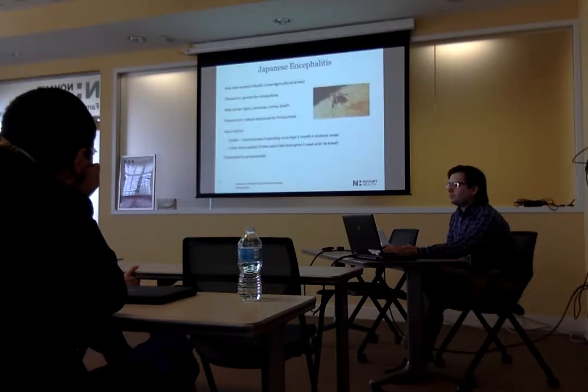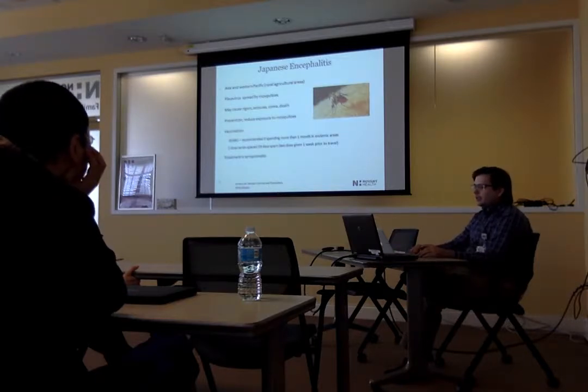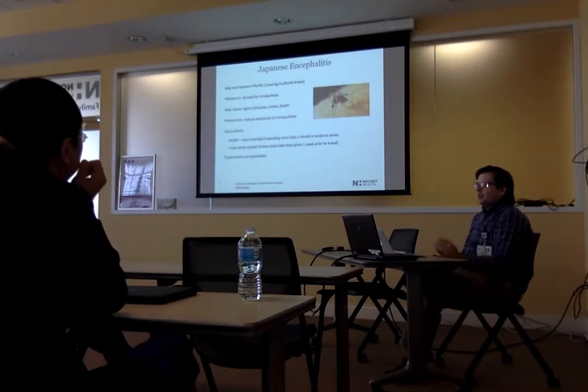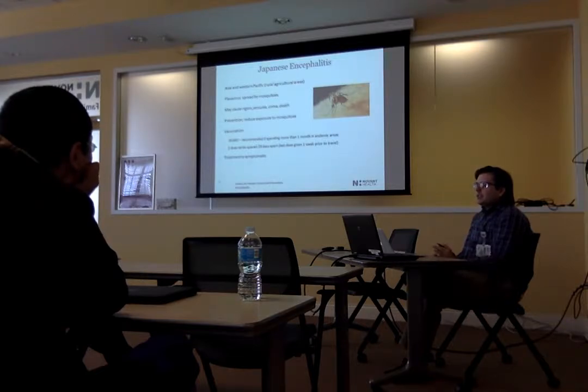So, Japanese encephalitis, found in parts of Asia and the Western Pacific, or in those types of rural agricultural areas. Again, we see that flavivirus spread by a mosquito vector. Patients may present with rigors, seizure, coma, and may actually die from this.